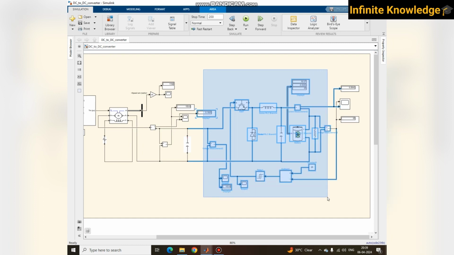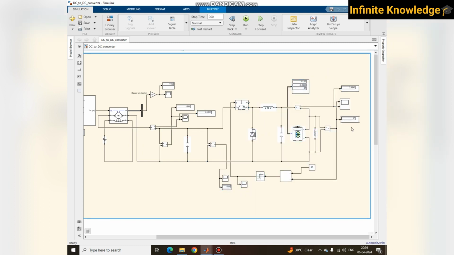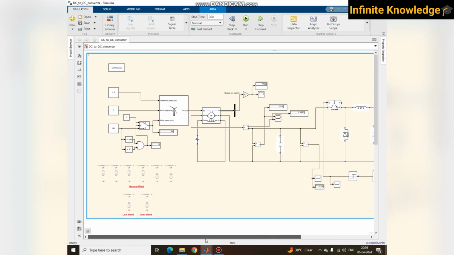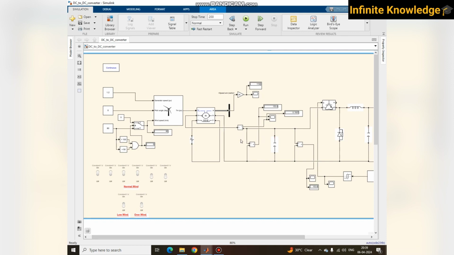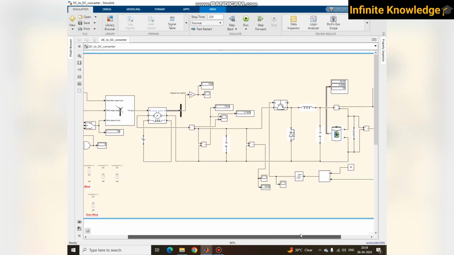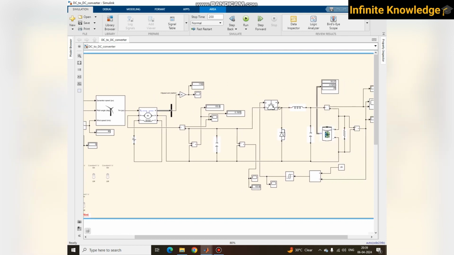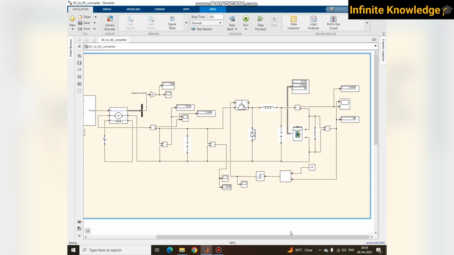This one is a part of the DC to DC converter which maintains the output voltage constant. What is the actual problem? Wind speed is not fixed. Wind speed is continuously changing. Due to the continuous change in the wind speed, your output voltage is continuously changing. And to get a proper fixed output voltage, you require some DC to DC converter or any type of DC converter like buck, boost converter, cuk converter.